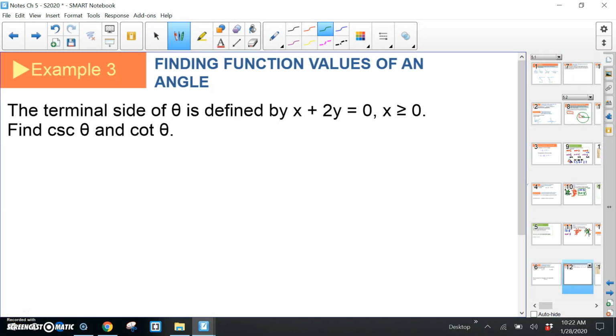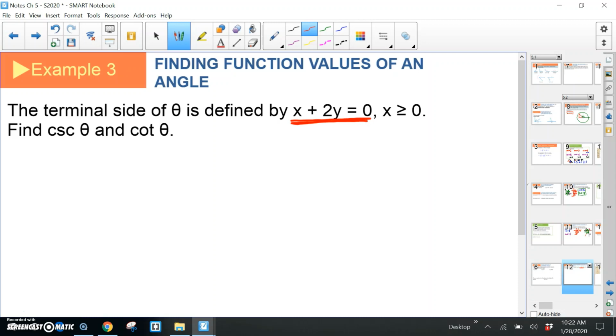Example 3 is the exact same question as examples 1 and 2, only it's not easy to recognize because they don't give you the xy point. Okay? Basically, what we need to do is figure out that xy point. They're giving me the terminal side of theta is defined by this equation. All right? They're giving me an equation. And we want to find an xy point.